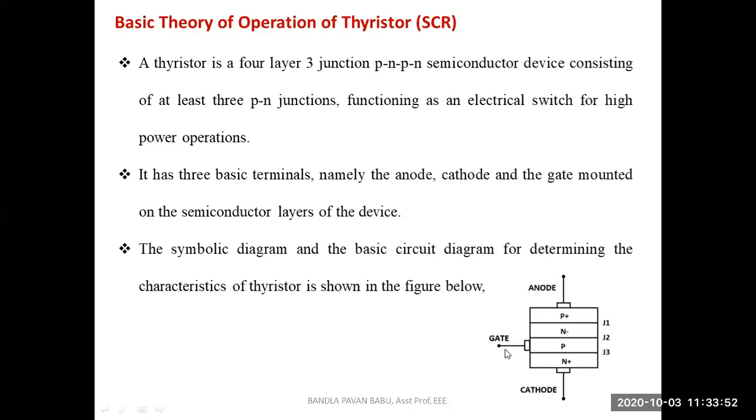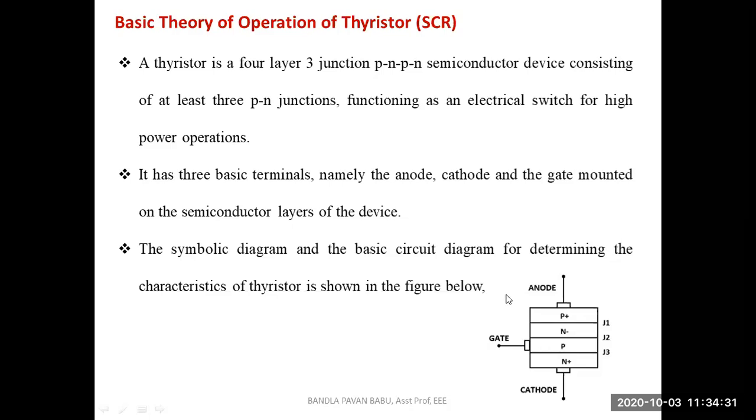For that, this gate terminal, the name itself indicates a gate, in the sense it is going to control the flow, either on or off. What it controls here is the junction J2, either it has to be forward biased or reverse biased. So this gate is used to control the flow of electrons here. That means the current flow can be controlled with the help of this gate.